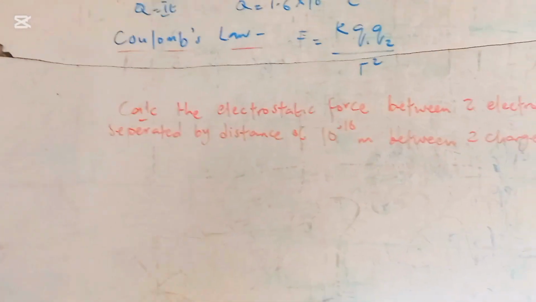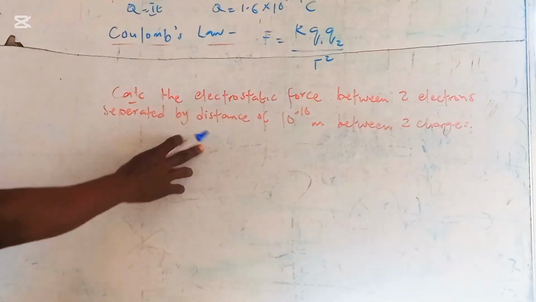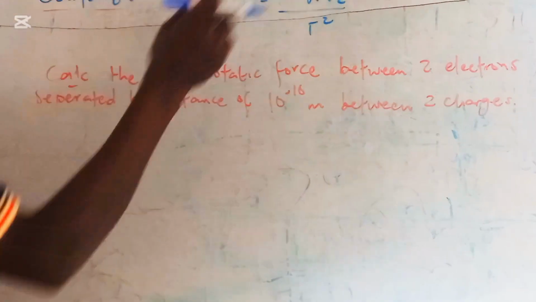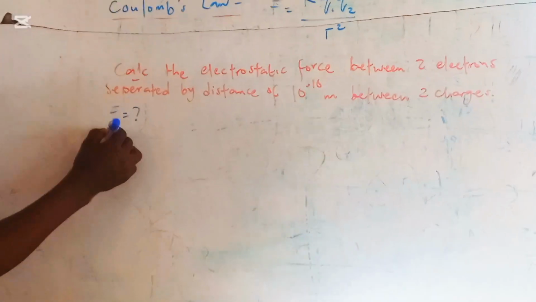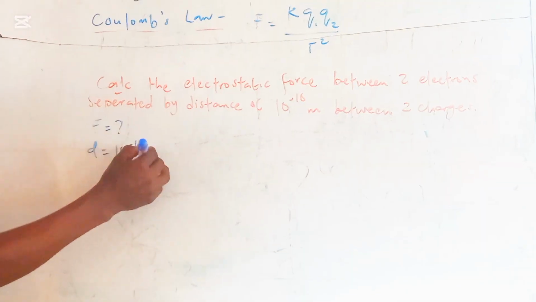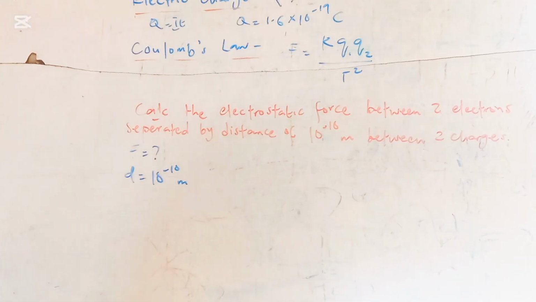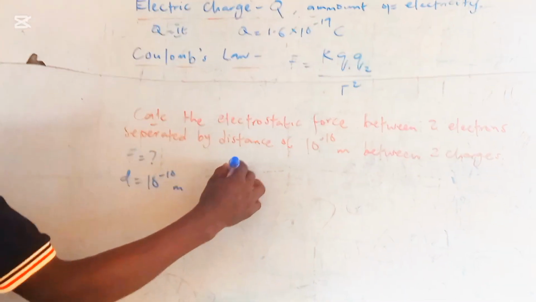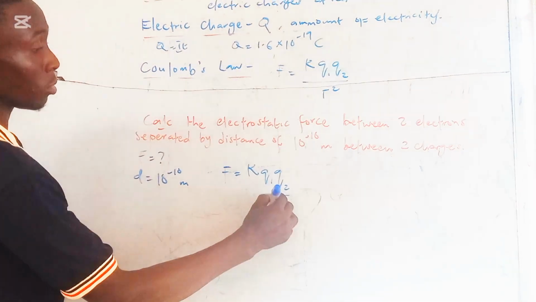Now let's look into this question. It says calculate the electrostatic force between two electrons separated by a distance of 10 raised to the power minus 10 meter. We already know the charge as 1.6 times 10 raised to the power minus 19. So we have to look for the force. You have a distance of 10 raised to the power minus 10 meter. Then two charges. Since we are not given any specific charges, but we know the constant, I will repeat the charge twice according to the formula. So you'll be having F equals K Q1 Q2 over R squared.